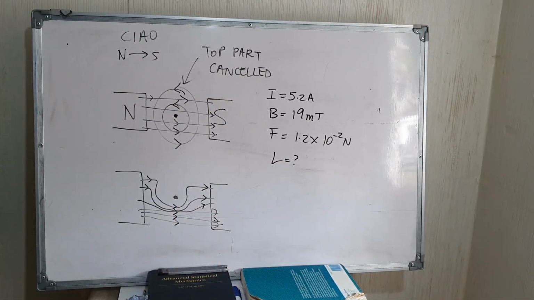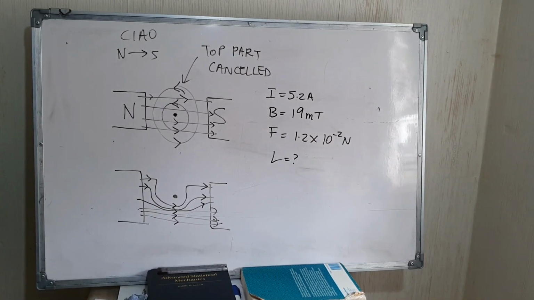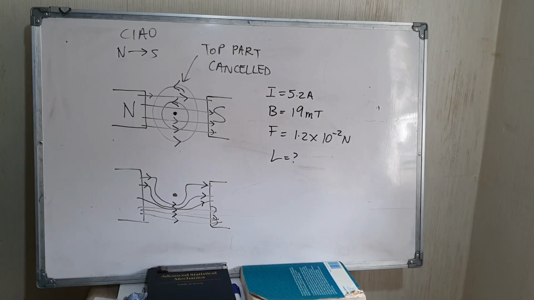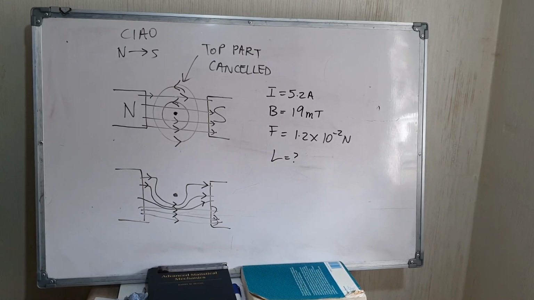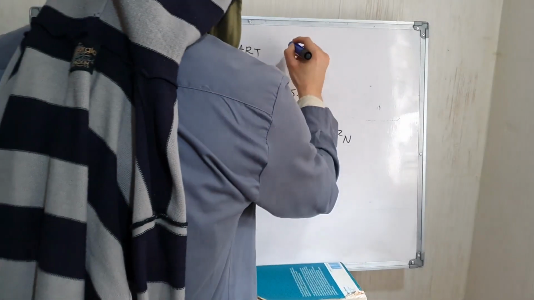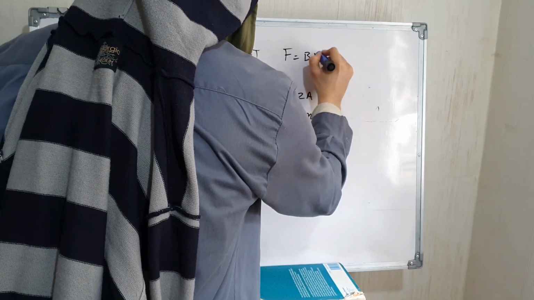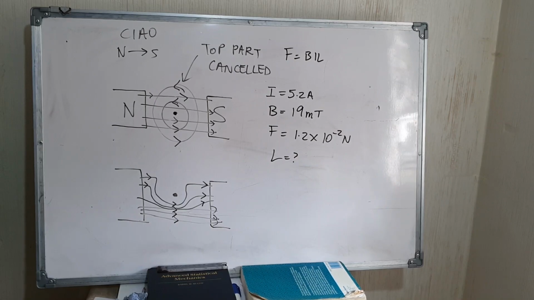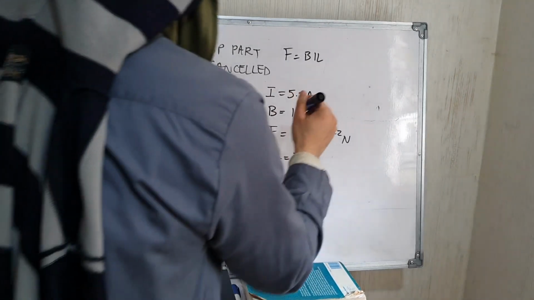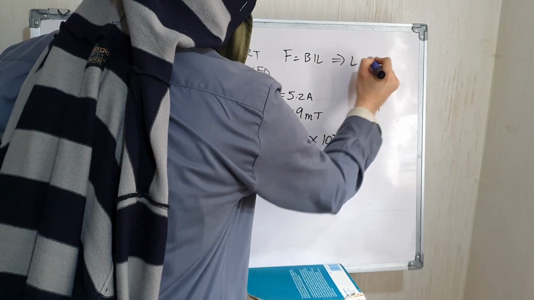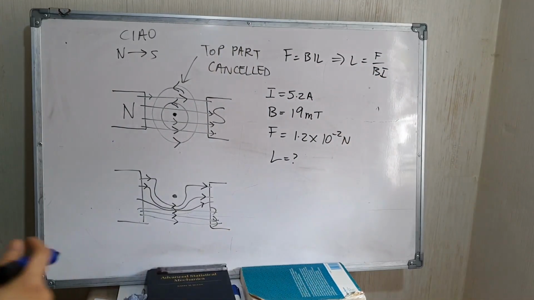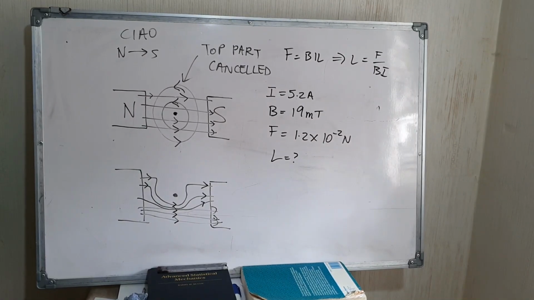Okay, so they will give you the three quantities. If I was 5.2 amps, B was 19 milliteslas, F was 1.2 times 10 to the minus 2 newtons, what is L? So what was the equation? The equation is F is equal to BIL. So try it for yourself first and see if you get L. So rearrange for L. Right, so L is equal to F divided by BI. This is just simple rearranging the equation and putting the numbers in.